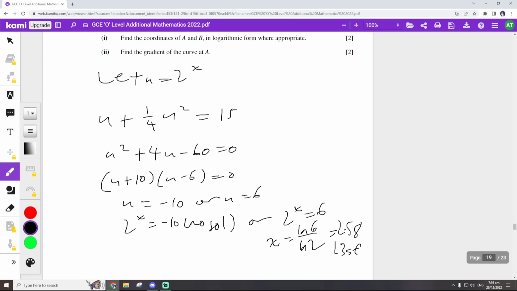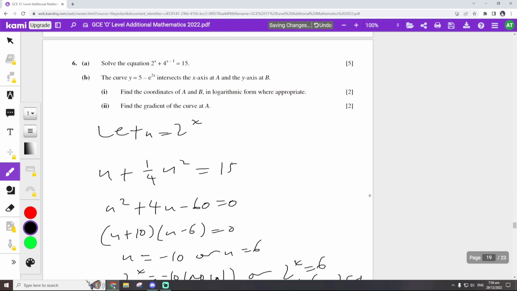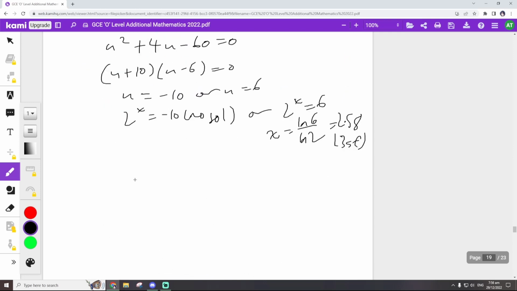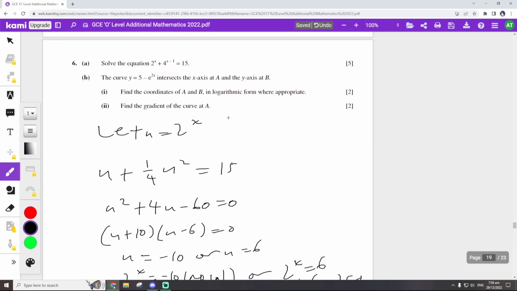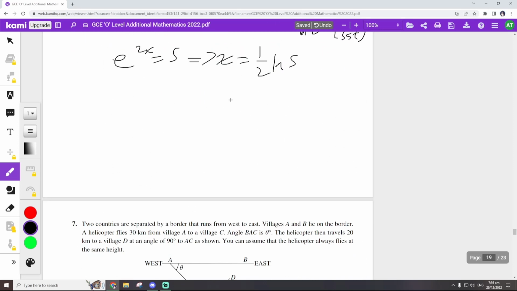The curve y equals 5 minus e power 2x intersects the x-axis at A and the y-axis at B. Find the coordinates of A and B in logarithmic form where appropriate. So the x-axis at A, so that means y is 0. So e power 2x equals 5. So this simply implies that x is half ln 5. And leave it like that because it's a logarithmic form, right? So A is half ln 5, 0.